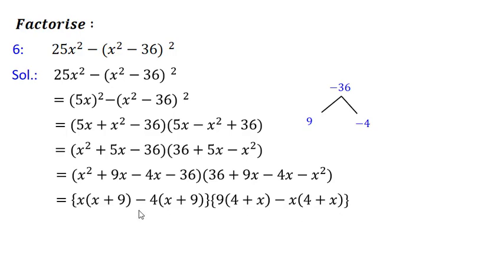Now here if you see, you can take x plus 9 common. So in one bracket you have x plus 9, in the other bracket you have x minus 4. And here you can take 4 plus x common. So after taking 4 plus x common, you have 9 minus x. So the factors of 25x square minus x square minus 36 the whole square are x plus 9 into x minus 4 into 4 plus x into 9 minus x.